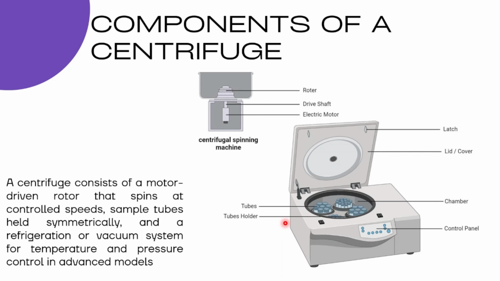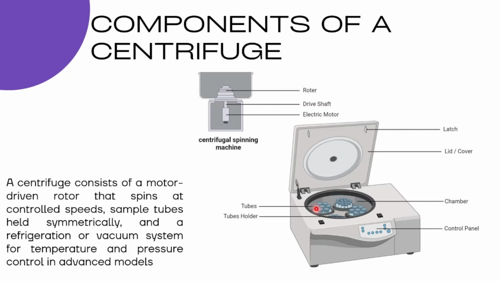Now let's look at the components of a centrifuge. The centrifugal spinning machine consists of all the moving parts. The rotor, which rotates, this is where the tubes are fixed into, and then there is an electric motor that actually powers the rotor through the drive shaft.